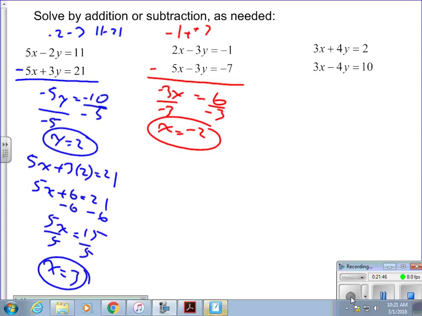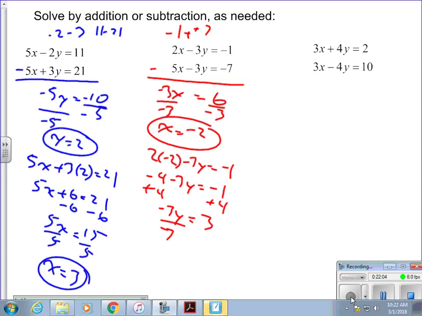Plug the negative 2 into either one of them. I'll put it in the top. 2 times negative 2 minus 3y equals negative 1. So negative 4 minus 3y equals negative 1. Add 4. Negative 3y equals 3. Divide by negative 3. y equals negative 1. Negative 2 and negative 1. Okay.